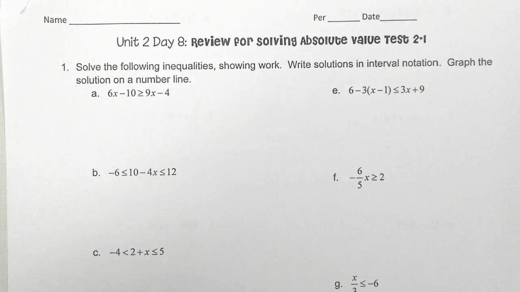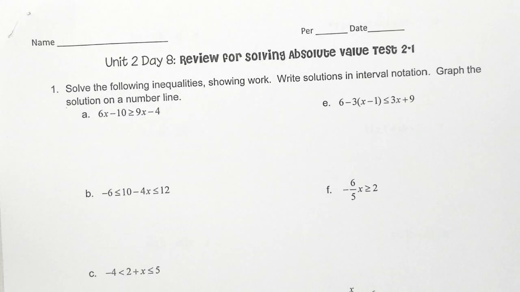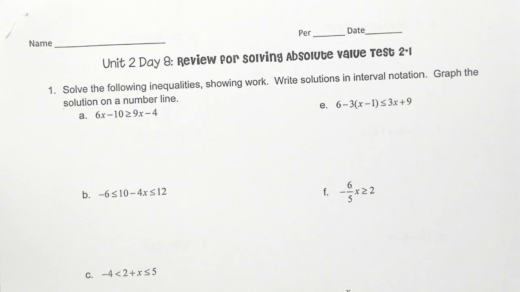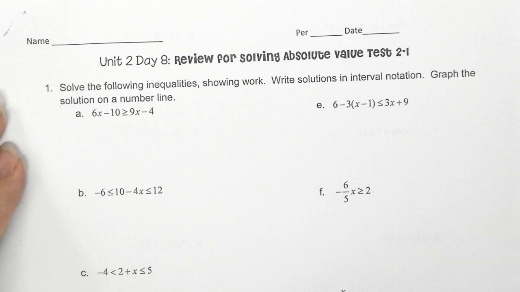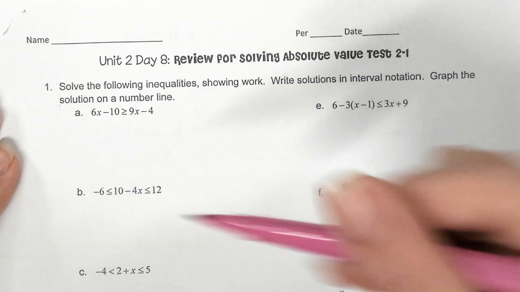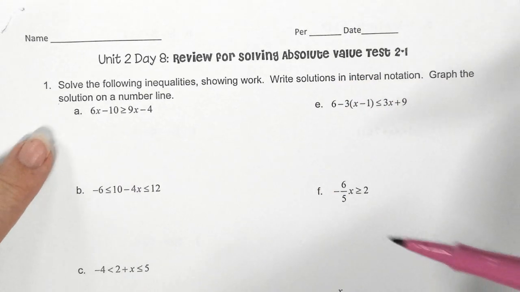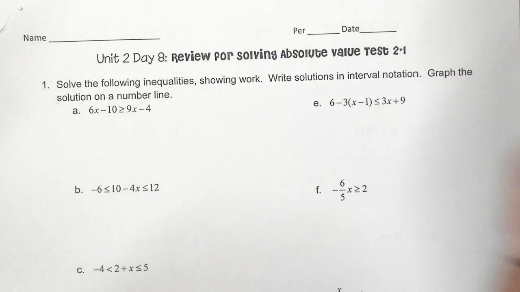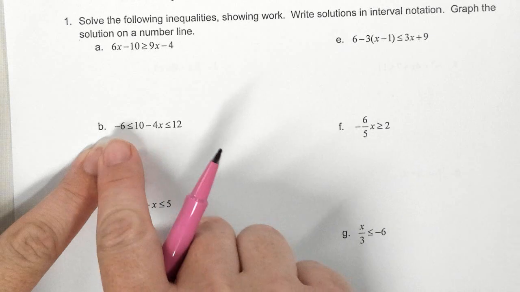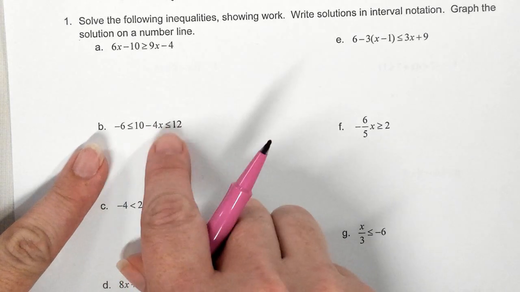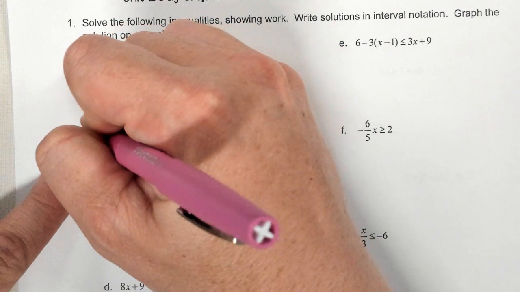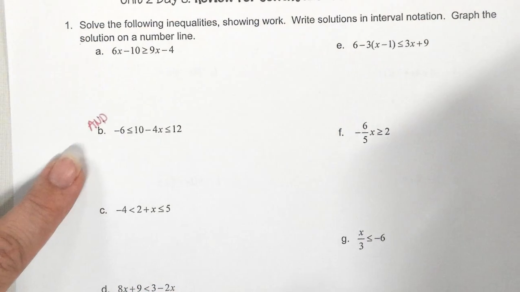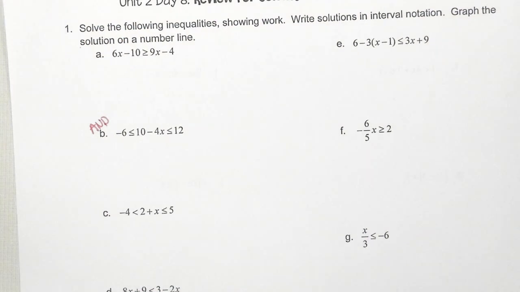Okay, Unit 2 test review. We're solving absolute values and inequalities that are linear. So we're going to get started on A. All of these are just inequalities without absolute values. So reminder, if these are and or, it's either going to tell you or they're going to look like this. So this is an and problem because it has two inequalities. If it's or, it's always going to tell you. So just a good thing to remember.